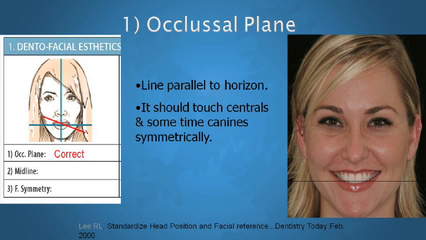The first parameter is the occlusal plane. We want to see that the centrals and the canines are at the same level. If one side is higher than the other, then of course we will have a cant, and cants are not aesthetic. So we would record it on the form. Now, if we see that the patient has a cant, then we need to communicate it with the patient. We need to find out if the patient is interested in correcting it.